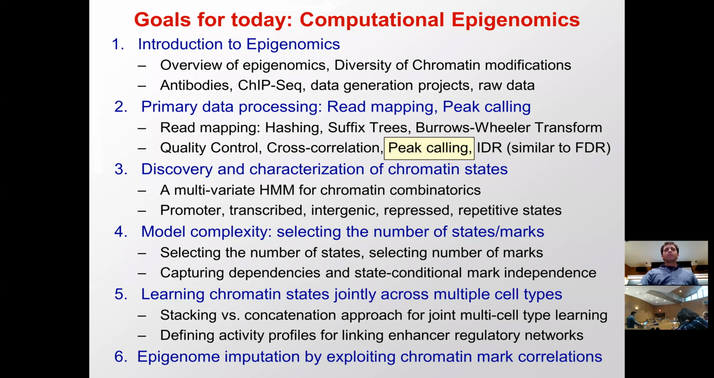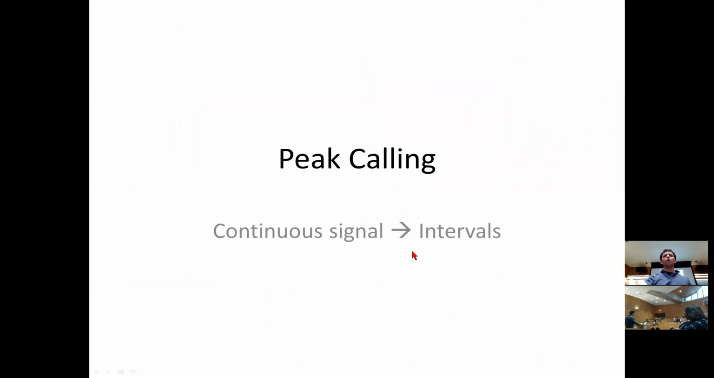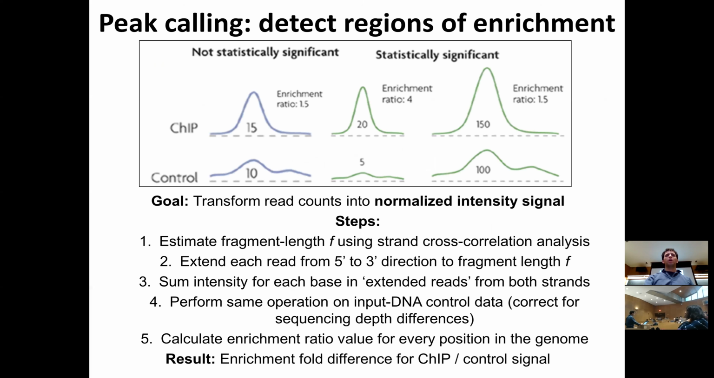Now, the next step is to go from this continuous signal on the DNA to actually intervals where you think that a particular region is bound. And this is largely an ill-defined problem, because the way that you define these intervals takes so many different parameters that you could use.